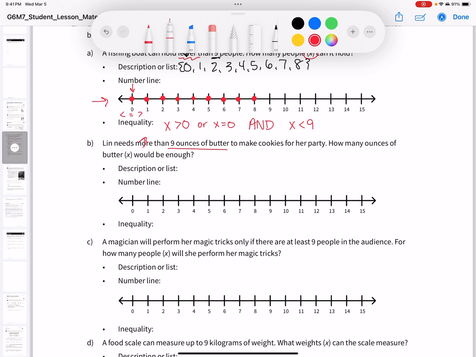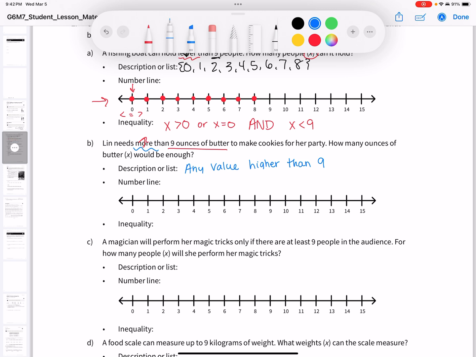To make cookies for her party, how many ounces of butter X would be enough? All right, so what would be the description or the list here? If you were going to go back and look at those lists, the descriptions that I showed you, one says any value higher than 9. Okay, because we need more than 9 ounces. 9 ounces isn't going to be enough. We need more than 9 ounces.